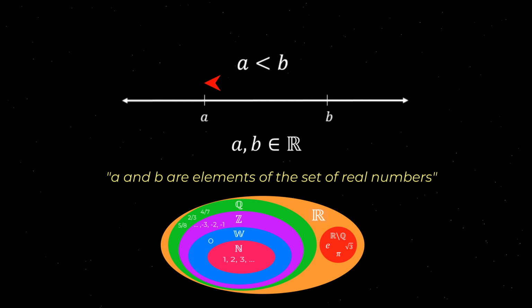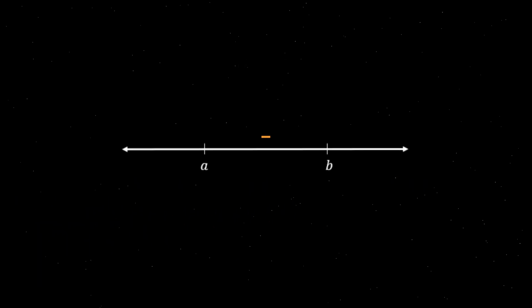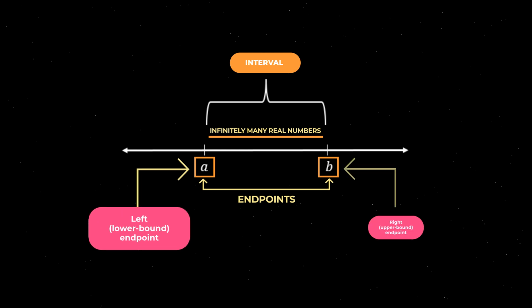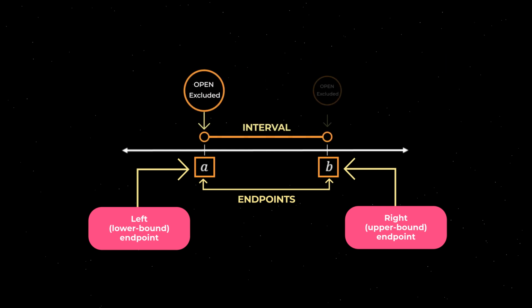Now, an interval of real numbers is a set containing the infinitely many real numbers between a and b as indicated by the solid line. The numbers a and b are known as the endpoints of the interval, where a is the left or lower bound endpoint and b is the right or upper bound endpoint. These endpoints can be excluded from or included in the interval. If these endpoints are excluded from the interval, we draw open circles above them. Alternatively, if these endpoints are included in the interval, we draw closed circles above them.